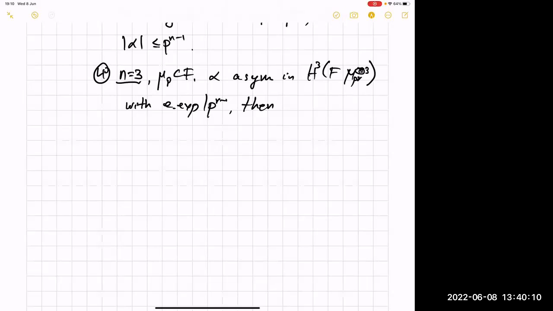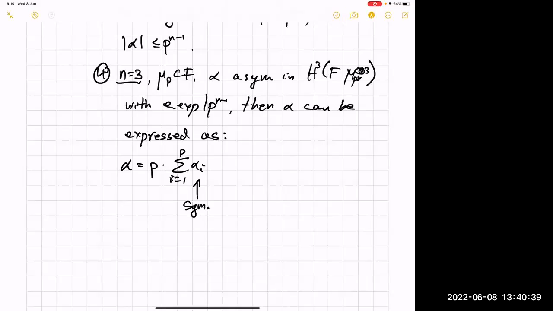Then I can express alpha using co-restriction in the following way. Alpha equals p times the sum up to p of alpha i's, where the alpha i's are symbols, plus p times the sum i equals 1 up to k of the co-restriction from some fields, I will say something about them, Ti to F, of a sum j equals 1 up to p of gamma j's. Again, these gamma j's are symbols.